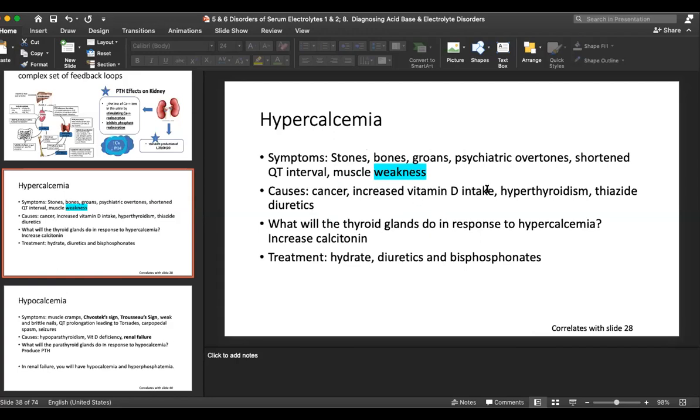There was actually a patient not too long ago in the hospital, and she was taking her vitamin D incorrectly. She was taking a pill that you're supposed to take once a week, every day. So she ended up in the hospital with hypercalcemia, hyperthyroidism, and thiazide. The thyroid glands can release calcitonin to respond to the hypercalcemia and try to get it back down. Treatment for this one is going to be hydration, diuretics like loops, and bisphosphonates.